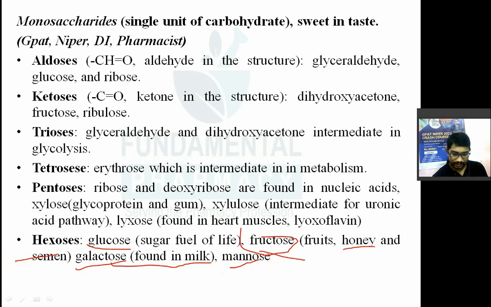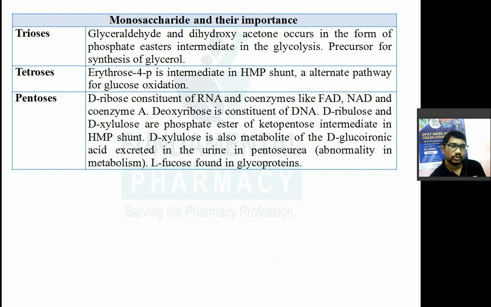Now monosaccharides and their important points. Trioses means 3 carbon atom containing monosaccharides. So glyceraldehyde and dihydroxyacetone: glyceraldehyde is an aldotriose, and dihydroxyacetone is a ketotriose. They occur in the phosphate esterified form, glyceraldehyde 3 phosphate and dihydroxyacetone phosphate, which are intermediates in glycolysis, and they are important for the synthesis of glycerol.